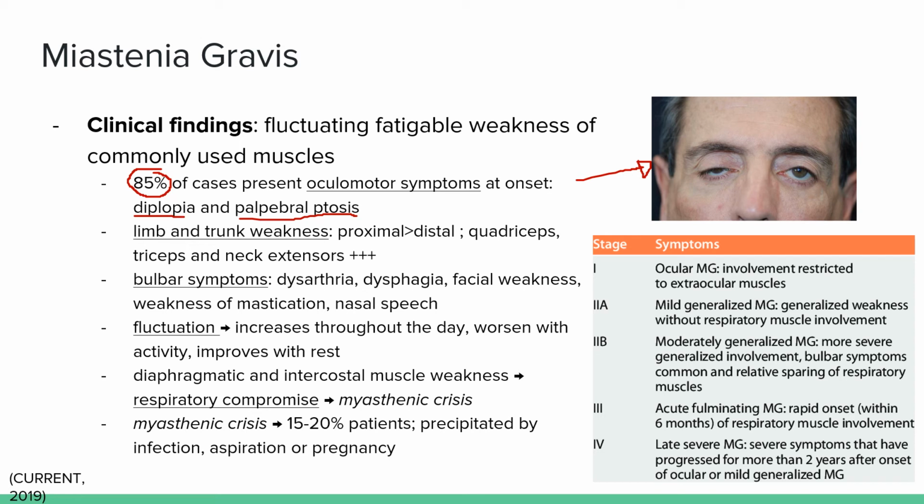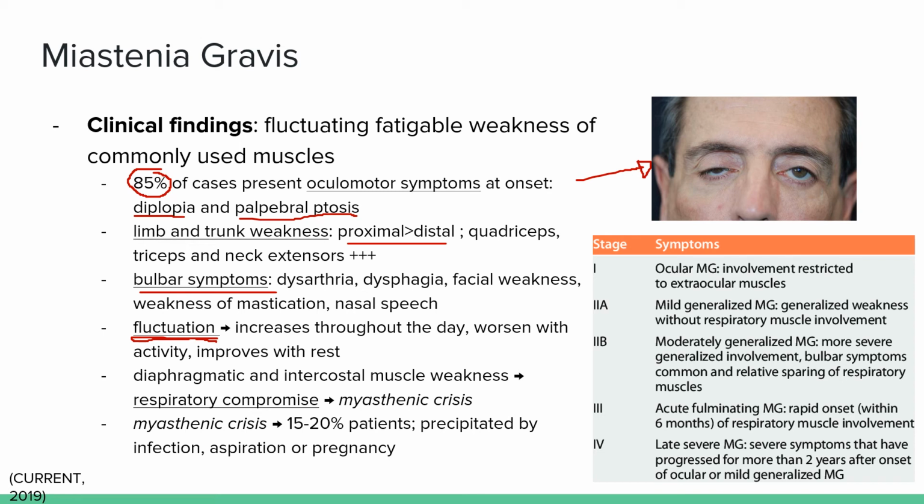Also, one of the most common typical presentations is limb and trunk weakness. It's usually more proximal than distal, and quadriceps, triceps, and neck extensors are affected with more frequency. Also, we can find bulbar symptoms like dysarthria, dysphagia, facial weakness, weakness of mastication, and nasal speech because of affectation of the brainstem. It's important to note the fluctuation of the symptoms. It increases throughout the day, worsens with activity, and improves with rest.